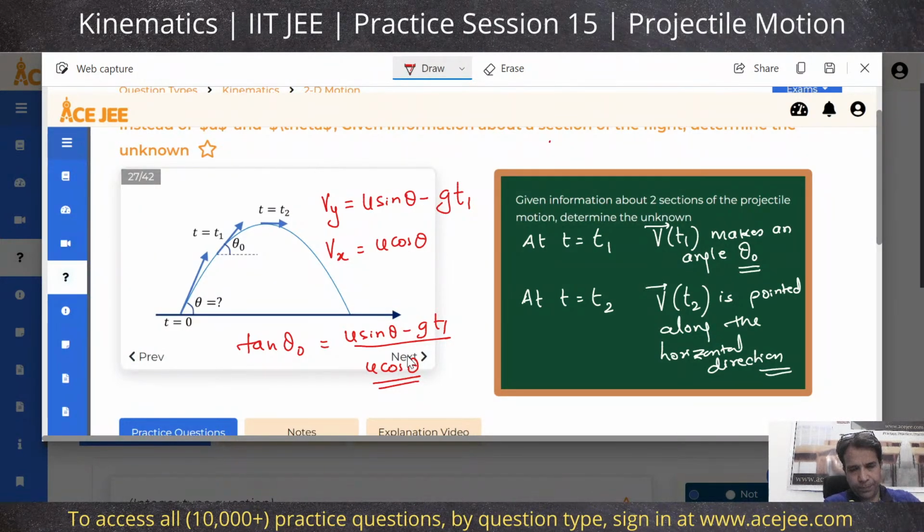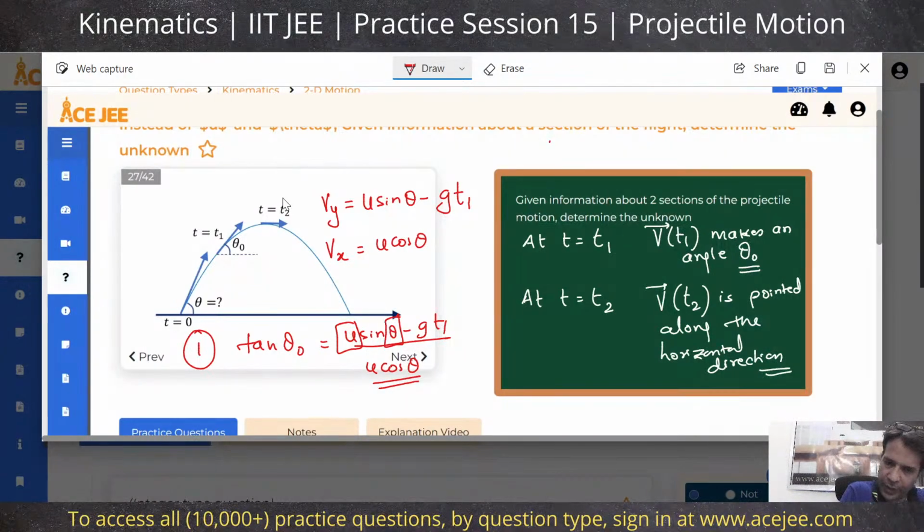Yes? What should we do next? What is the second equation? How many unknowns are there? u, theta. Two unknowns. So I need one more equation.